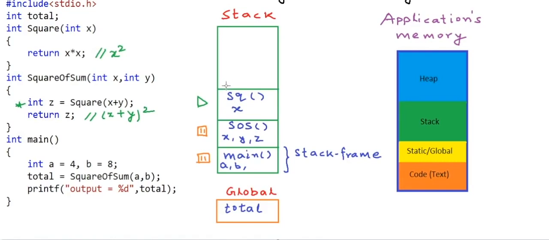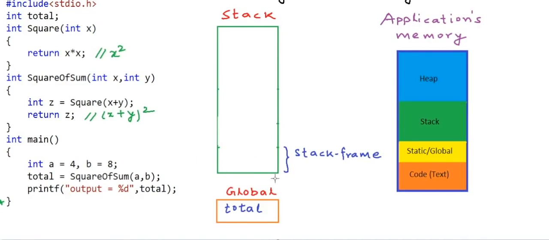As soon as square function will return, it will be cleared from the stack memory, and now square of sum function will resume. Once again, when square of sum finishes, the control will come back to this particular line. Total is equal to square of sum, and main will resume again. Now main will call printf. So once again printf will go to the top of the stack. Printf will finish and the control will come back again to main, and now main will finish. And when main finishes, program will also finish. So in the end our global variables will also get cleared.